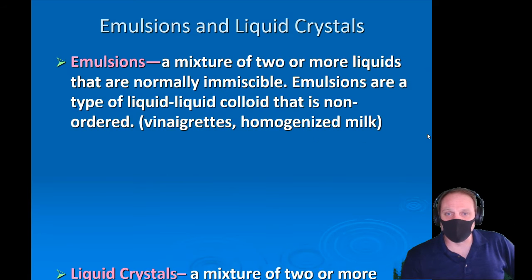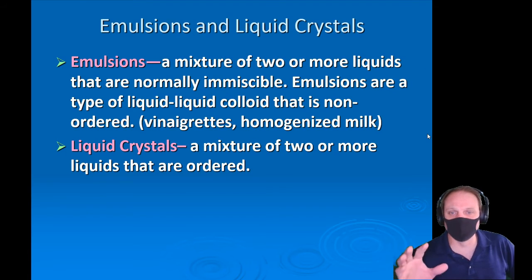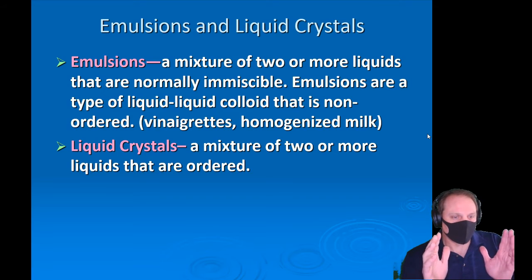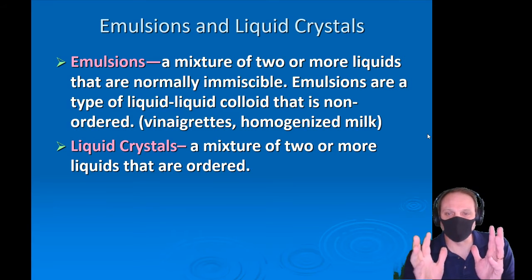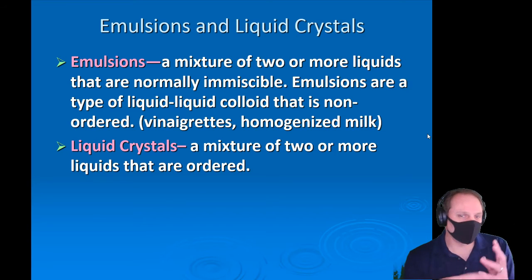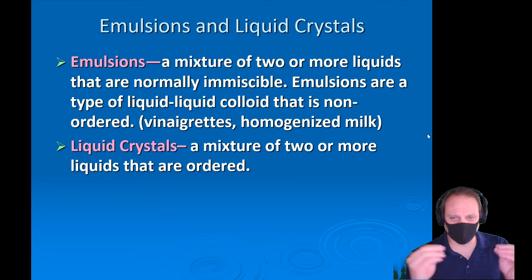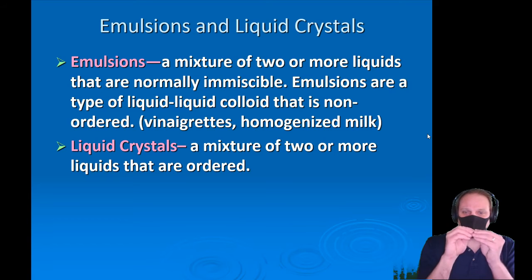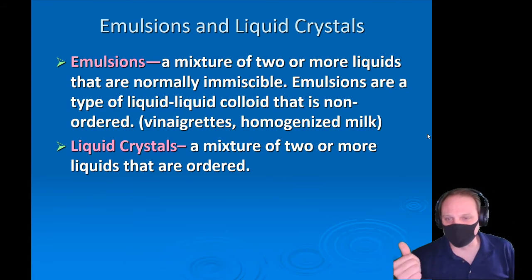Let's talk briefly about emulsions and liquid crystals, okay? Because emulsions are a type of colloid, all right? Basically, if you can take two liquids that don't typically mix, they're immiscible, and you can get them to mix for some reason, whether it be through physical processes, like homogenized milk. In homogenized milk, in order to take the fat and put it into small enough particles where it stays suspended in the milk, they shoot the fat through tiny little holes, and they make the fat droplets so small that they stay suspended, okay?